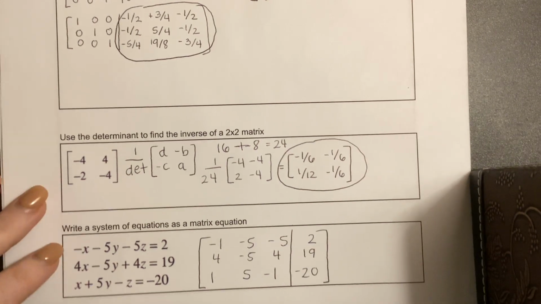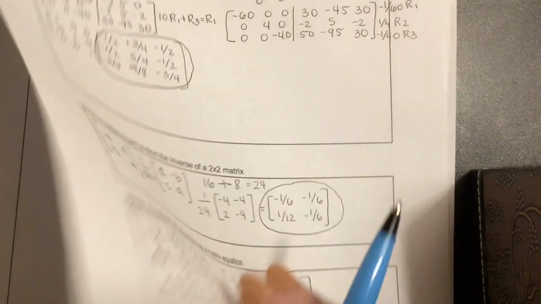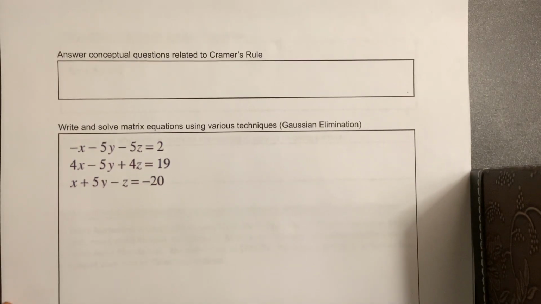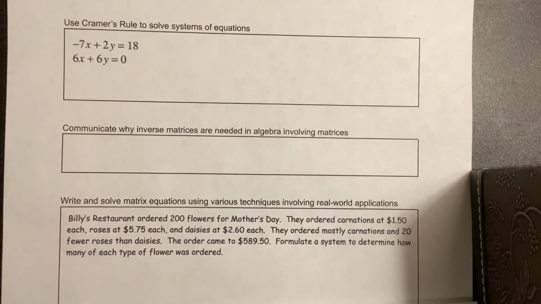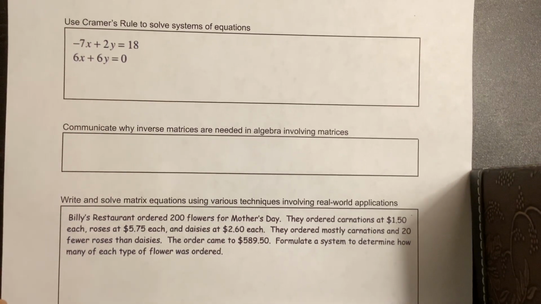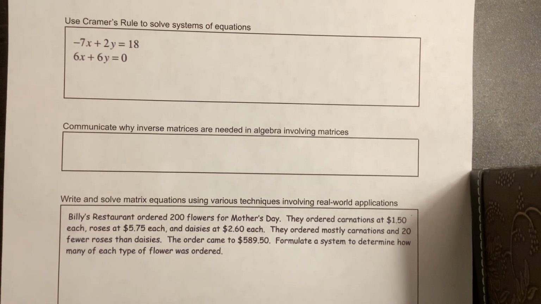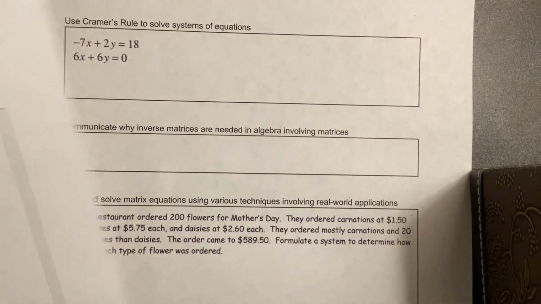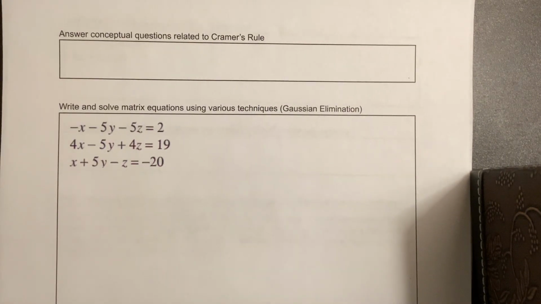Okay, we've got like 2 more pages. So the next page, we're going to talk about Cramer's rule. So again, if you're kind of stuck on Cramer's rule, make sure you're coming over for that part. And then we're going to solve using Gaussian elimination. That last page is going to be, we're actually going to use Cramer's rule. We're going to talk about why we have to use inverses, and then we're going to do one real world application. So if you need help with any of that stuff, make sure you're coming back for either one of those two videos.